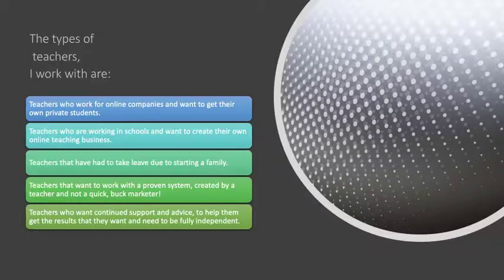Now, the types of teachers I work with currently are teachers who work for online companies and want to get their own private students, teachers who are working in schools and want to create their own online teaching business, teachers that have had to take leave due to starting a family and they couldn't afford childcare and all the rest of it, teachers that want to work with a proven system created by a teacher and not a quick buck, flip it marketer, or teachers who want continued support and advice to help them get the results that they want and need to be fully independent. These are the types of people that I will work with.